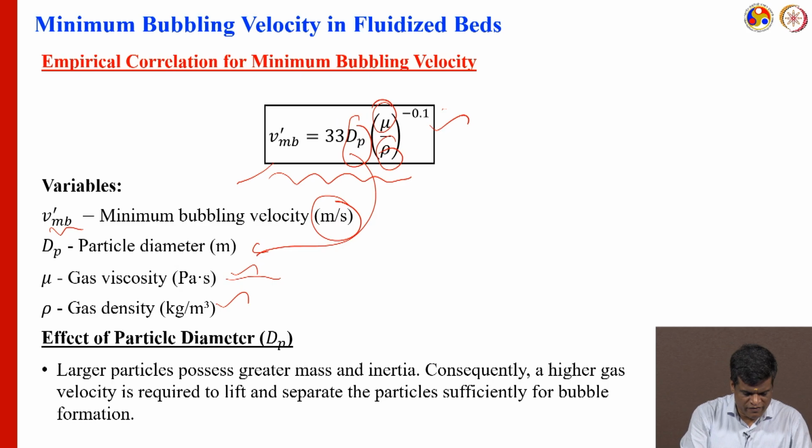The larger particle possesses greater mass and inertia, because inertia is more and mass is also more. Consequently, a higher gas velocity is required to lift and separate the particles sufficiently for bubble formation. This is the effect of particle diameter.